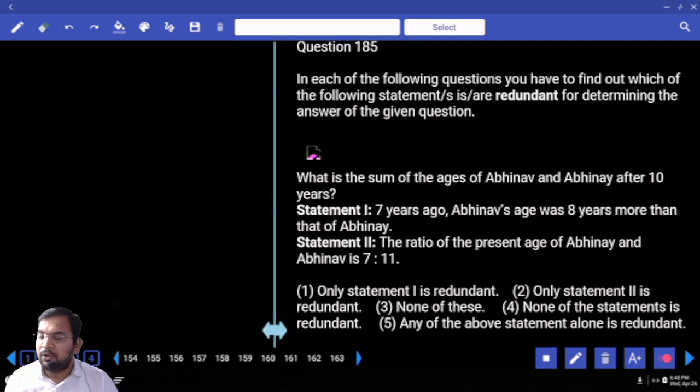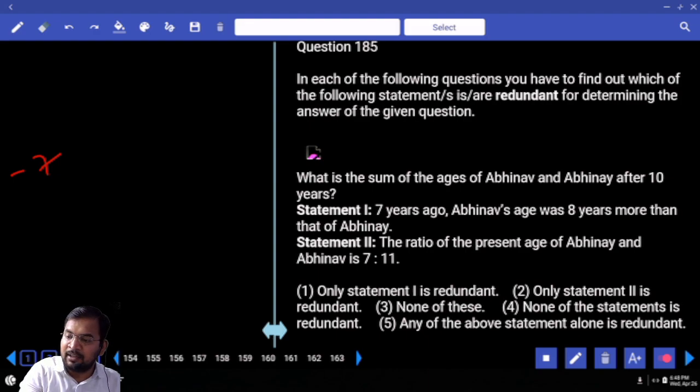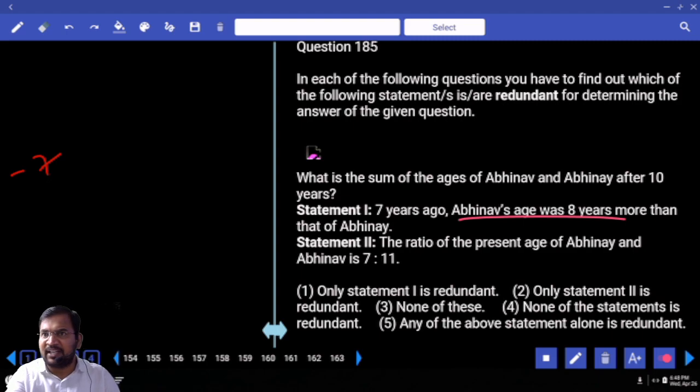7 years ago, Abhinav's age was 8 years more than Abhinay's, so the difference is 8 years. Simply you can say the difference is 8 years. At any point of time, the difference between two persons is always the same. But by using only statement 1, it's not possible to say the answer. Are you clear? Now see the second statement.